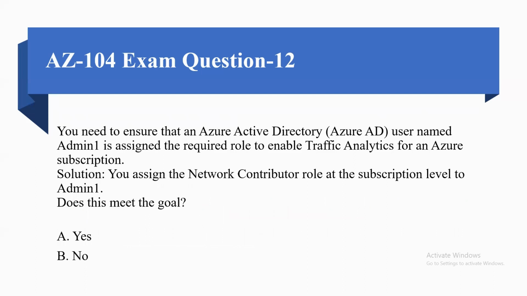You need to ensure that an Azure Active Directory user named admin1 is assigned the required role to enable traffic analytics for an Azure subscription. The solution provided is to assign the network contributor role at the subscription level to admin1. Does this solution meet the goal? And the correct option would be yes.